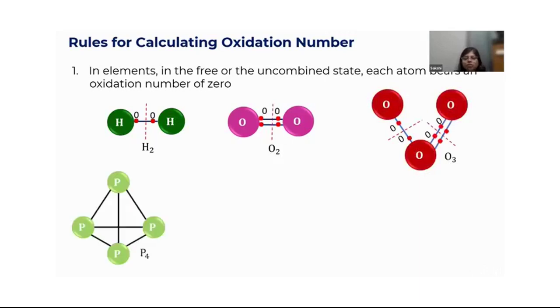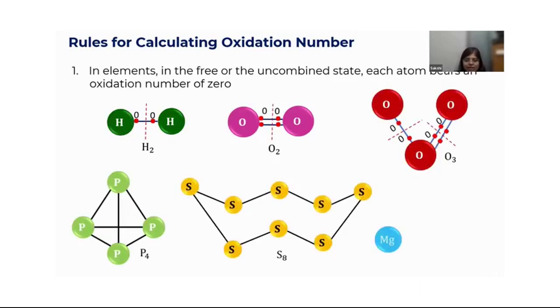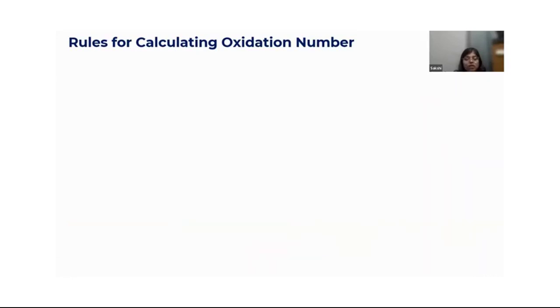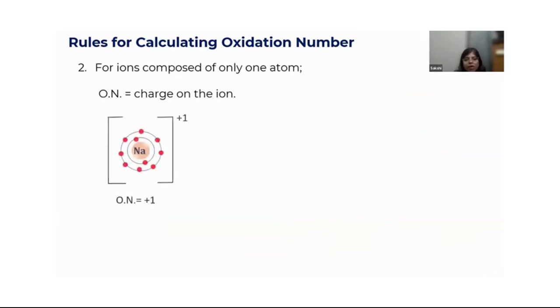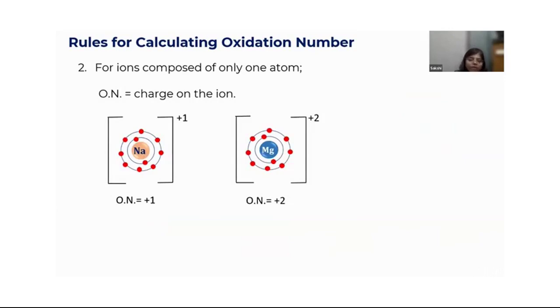So you can see in all of these cases, we have the same elements like phosphorus, sulfur, oxygen, right? So in these cases, the oxidation number of these elements is 0 because they are pure elements. Okay. So the second rule is that the oxidation number is equal to the charge on an atom. Like sodium, we know the charge is +1. Why? Because it loses one electron to become stable, right? So it becomes Na plus. So the charge is equal to the oxidation number.